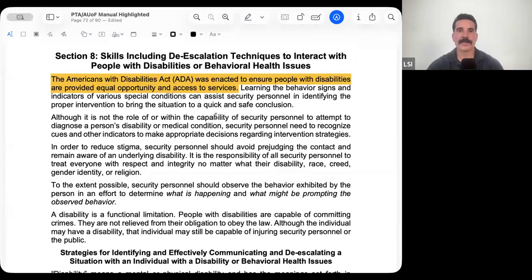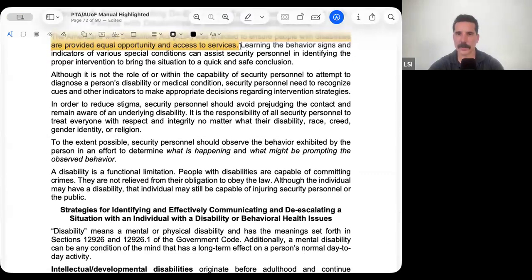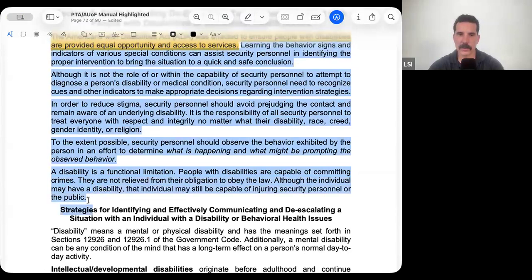Here it is. Section 8, skills including de-escalation techniques to interact with people with disabilities or behavioral health issues. The first sentence of this section we're going to highlight where it says the Americans with Disabilities Act, ADA, was enacted to ensure people with disabilities are provided equal opportunity and access to services. Highlight that or underline it. Then it continues.